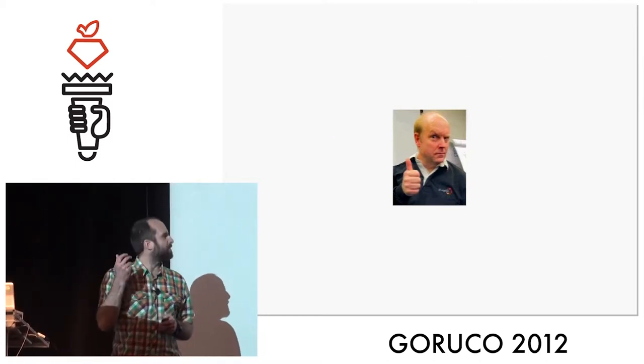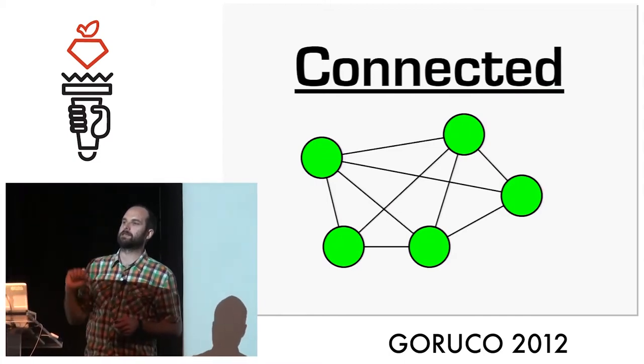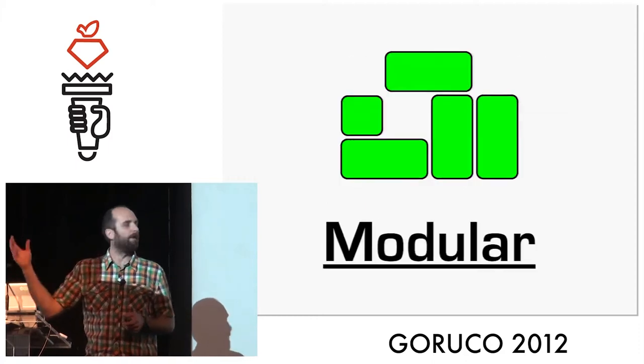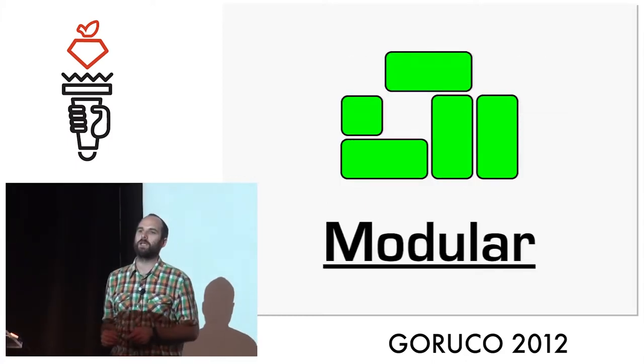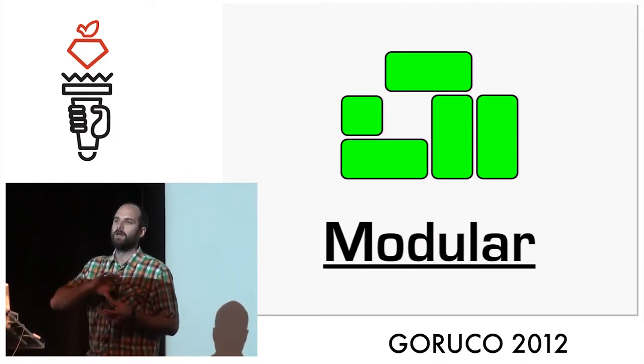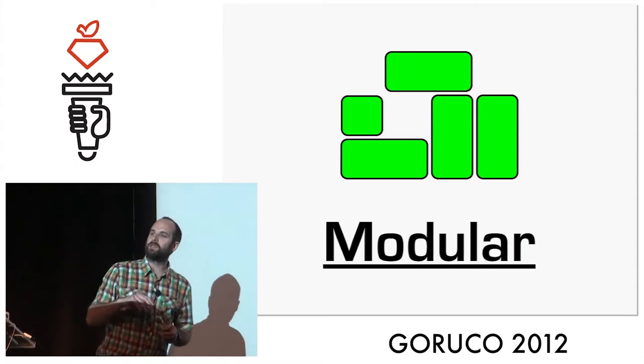So he talks about two different styles of architecture, okay? A connected style and a modular style. And he talks about the cost of working with those two styles of architecture depending on the stage of your project. And he has this pretty graph.